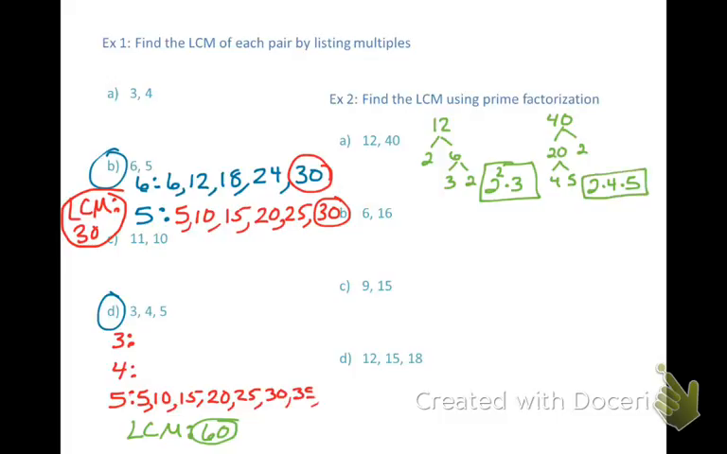Okay, it's a little different. Remember with greatest common factor, you found the alike. This has to be alike and smallest. This one is all numbers. Least common multiple is all numbers, greatest amount.